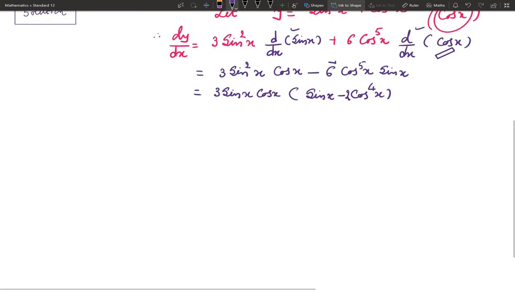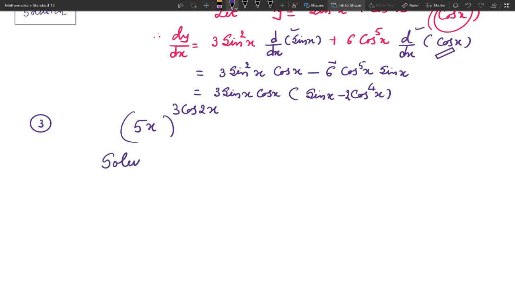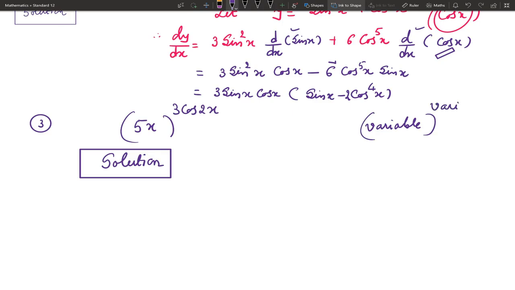Next one, differentiate with respect to x, 5x raised to 3 cos 2x. Solution. So first you note that this form is variable raised to variable, because the base is a function of x and the power is also a function of x. So we have to use logarithmic derivative.